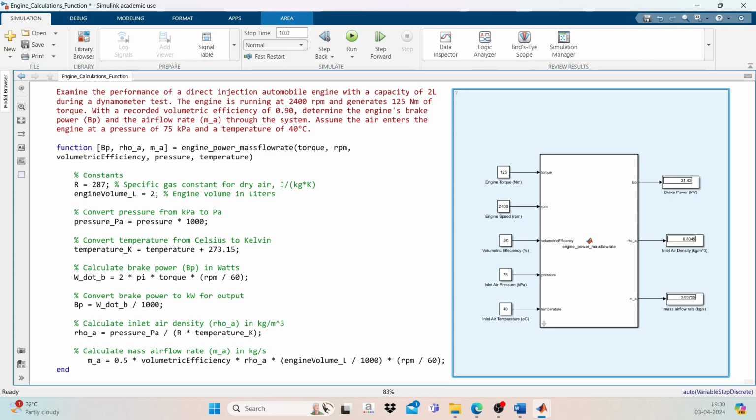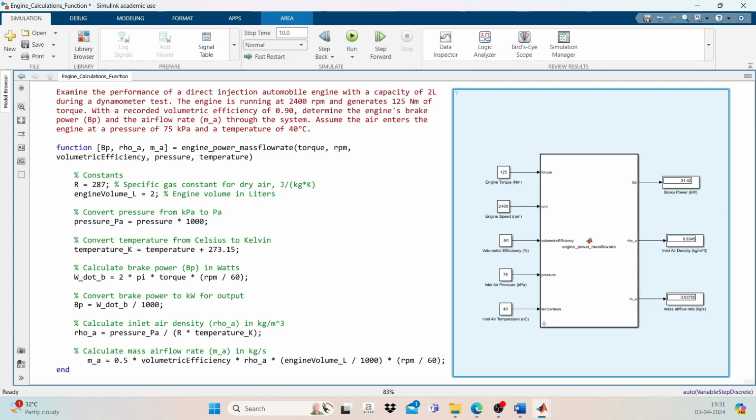So I repeat the steps once again. The function is declared and the input arguments are given in. Then it begins to take up the input arguments and it converts them into the outputs, that is brake power, air density and mass airflow rate. Following the air density calculation, the mass flow rate is calculated, which is really essential for evaluating the engine's combustion efficiency. Then the Matlab function precisely enables the measurement of how the design and operational parameters influence engine performance.